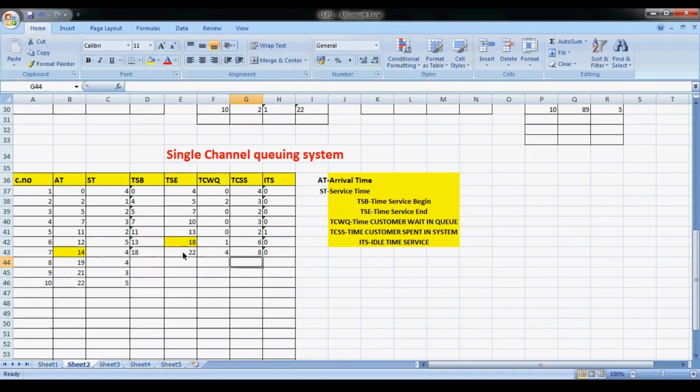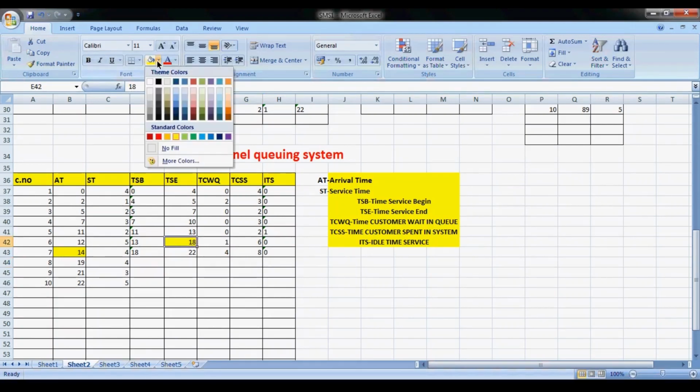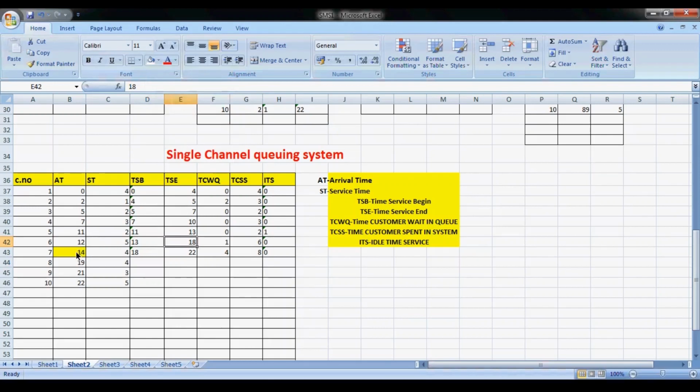Next, the server is going to finish at 22 and the customer is coming at 19. Out of 22 and 19, the maximum value will become the time service begin for the new customer. So the maximum value is 22. So time service begin for the 8th customer is 22. Time service end is time service begin plus service time, so 22 plus 4 is 26.